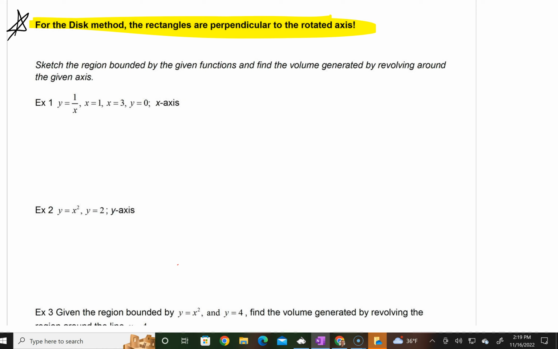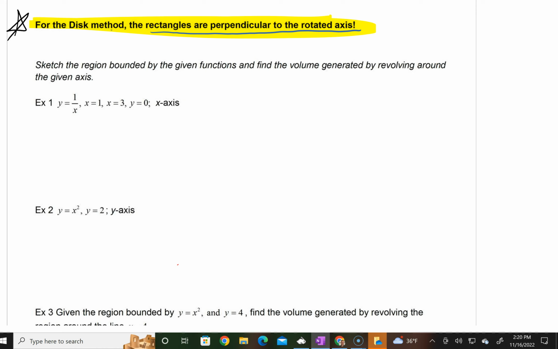But look, for the disk method, draw a rectangle as you're asked to find volume. Draw one rectangle, but make sure it's perpendicular to the rotated axis. That's super, super, super important. And if you remember that, it's going to help you know with respect to which variable you're working in. And that's the key. Because sometimes kids will go, should I make this a dx problem? Should I make it a dy problem?